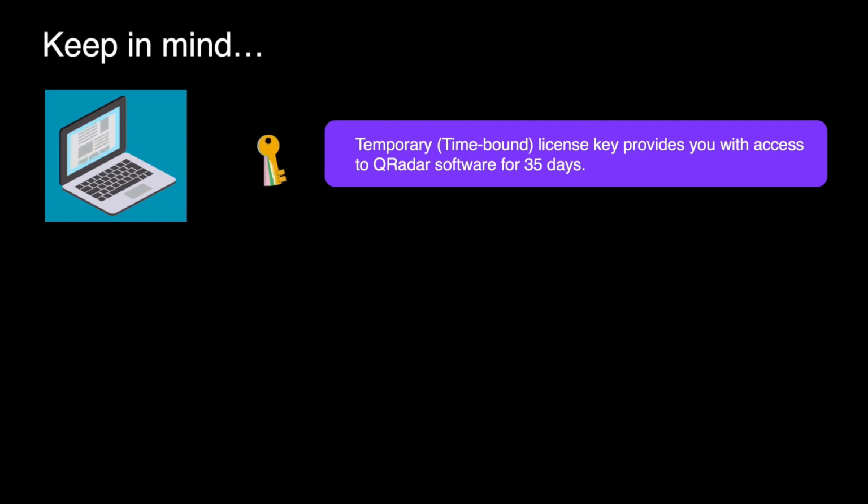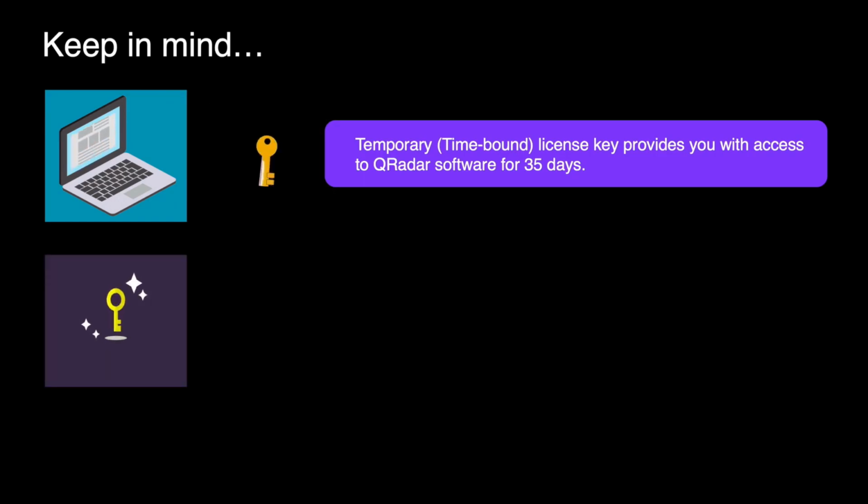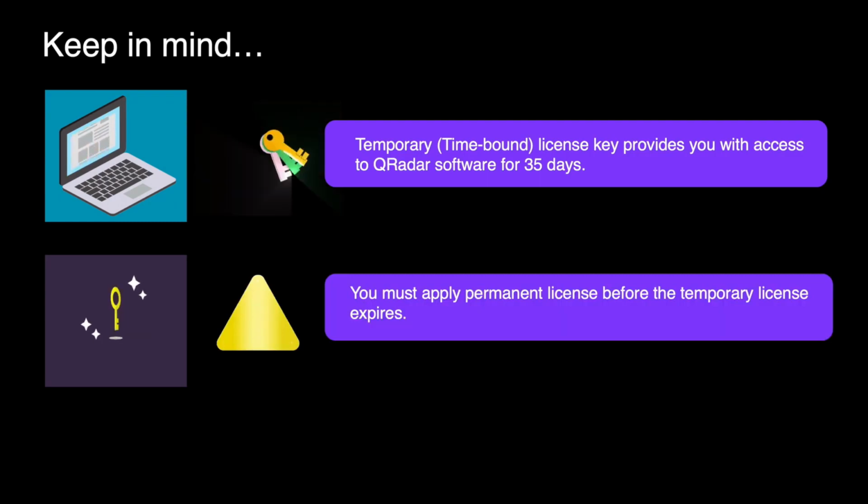When you install IBM QRadar, the system starts with a temporary license key that provides you with access to IBM QRadar software for 35 days. Being a temporary license, it expires after 35 days, and therefore you must add your purchased license, that is, the permanent license key, before the temporary license expires. When you purchase an IBM QRadar product, an email that contains your permanent license key is sent from IBM. These license keys extend the capabilities of your appliance, and you can apply them as soon as the IBM QRadar installation is done, or you must apply them before the temporary license key expires.